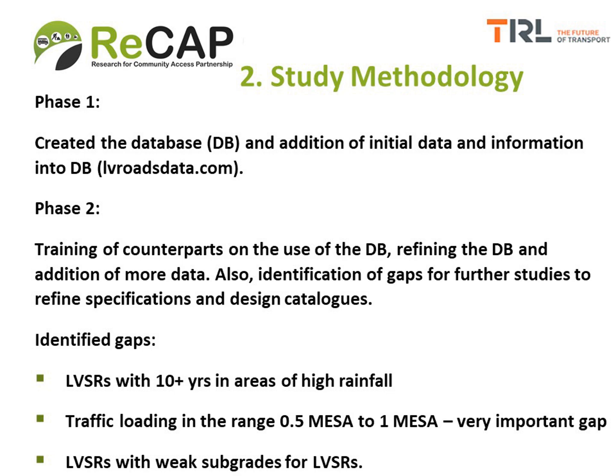The second key gap identified was the shortage of studies that analyzed the performance of low-volume sealed roads that had carried at least more than 0.5 MESA, the MESA being million equivalent standard axles of traffic. The last key gap identified was that there were very few studies that had focused on the performance of low volume sealed roads, which have weak subgrades.